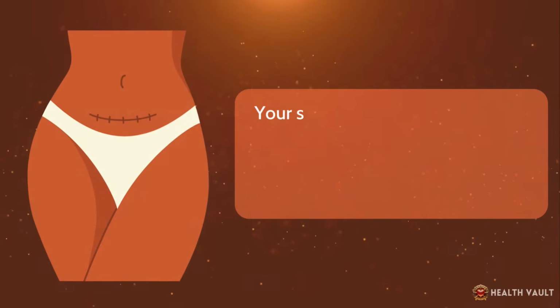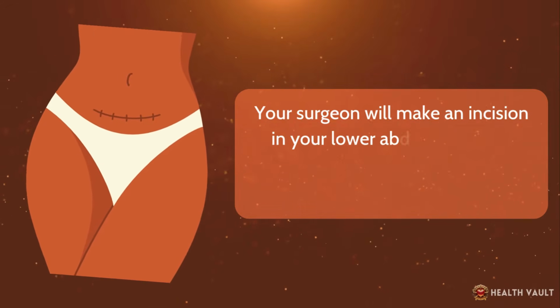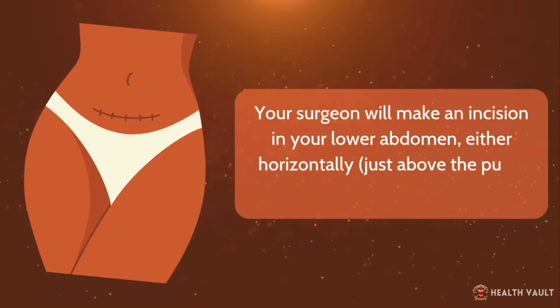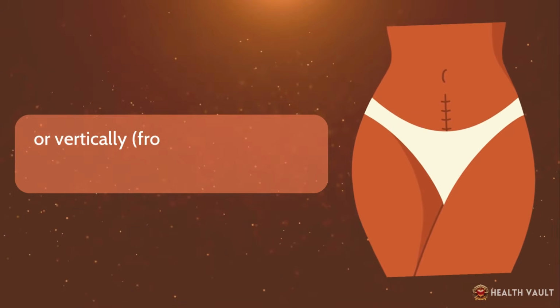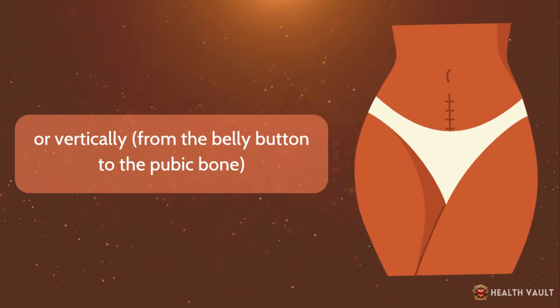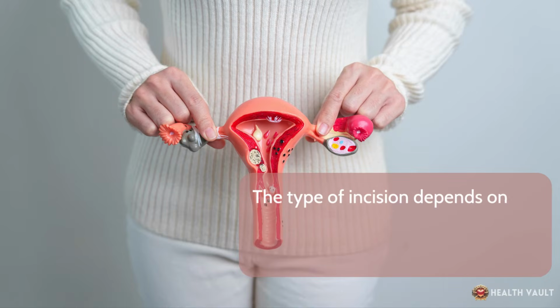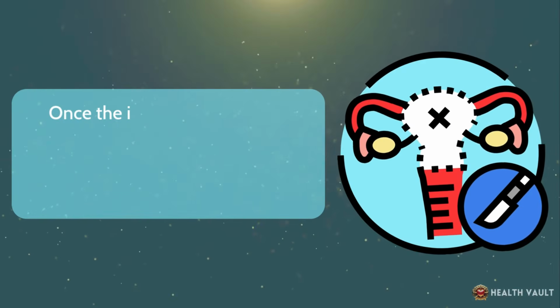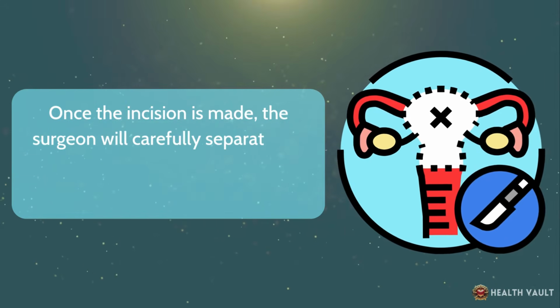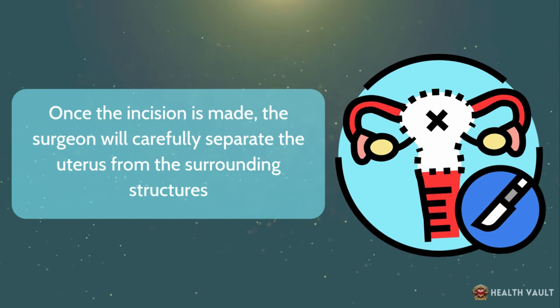pain. Your surgeon will make an incision in your lower abdomen, either horizontally, just above the pubic hairline, similar to a C-section scar, or vertically, from the belly button to the pubic bone. The type of incision depends on the size of the uterus and the reason for surgery. Once the incision is made, the surgeon will carefully separate the uterus from the surrounding structures.